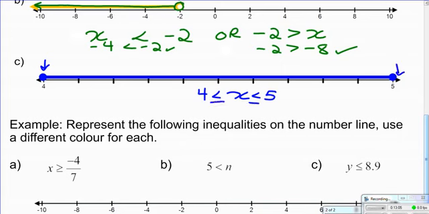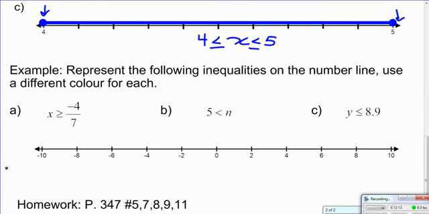Okay, so I'm going to leave this last example for you. You're going to represent each of the following using different colors. So you probably need pencil crayons. If you don't have different colored pencil crayons, maybe use a dashed line on one or a darker line on the other, or one above and the other one below, or something like that. But some way to represent those 3, and I'm going to check those from you tomorrow.